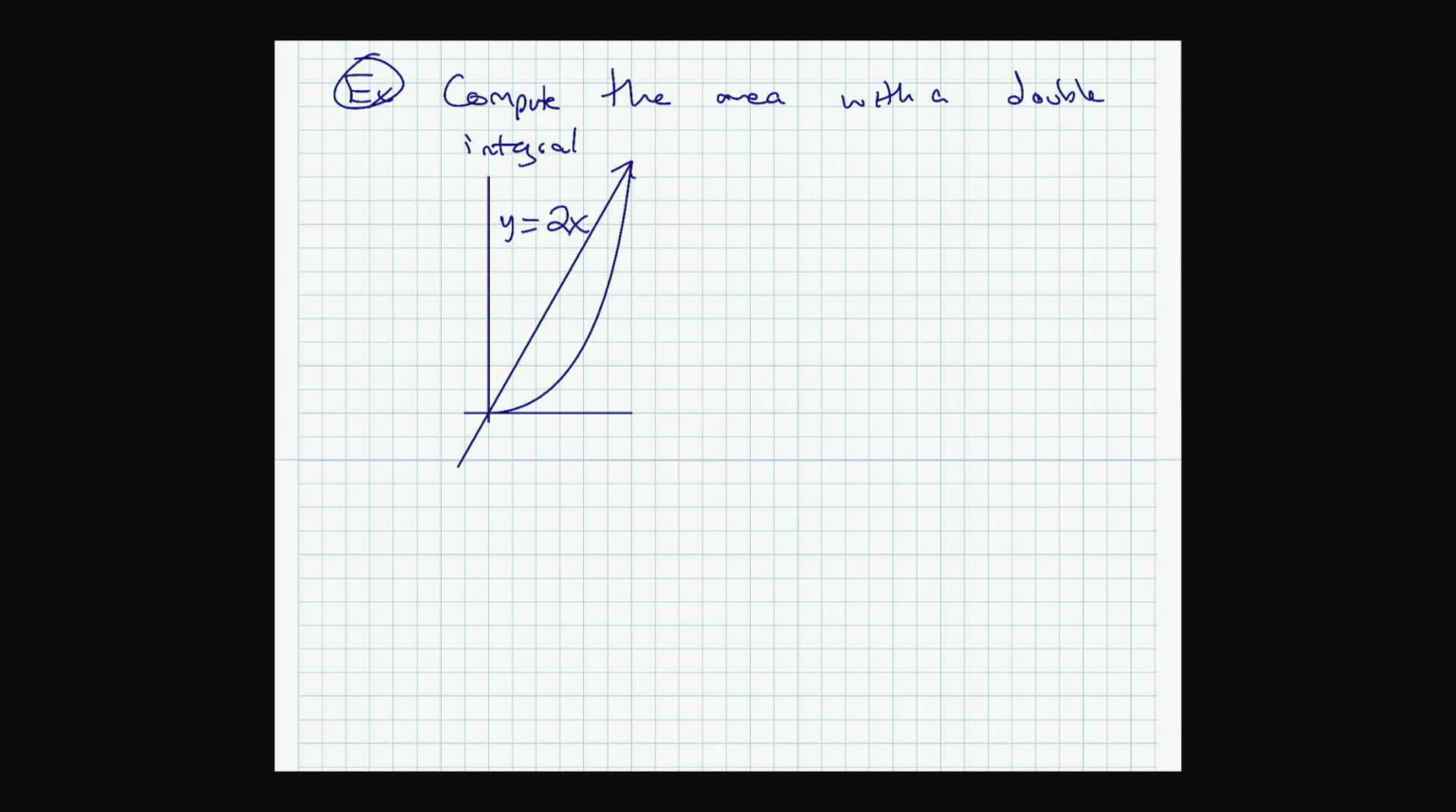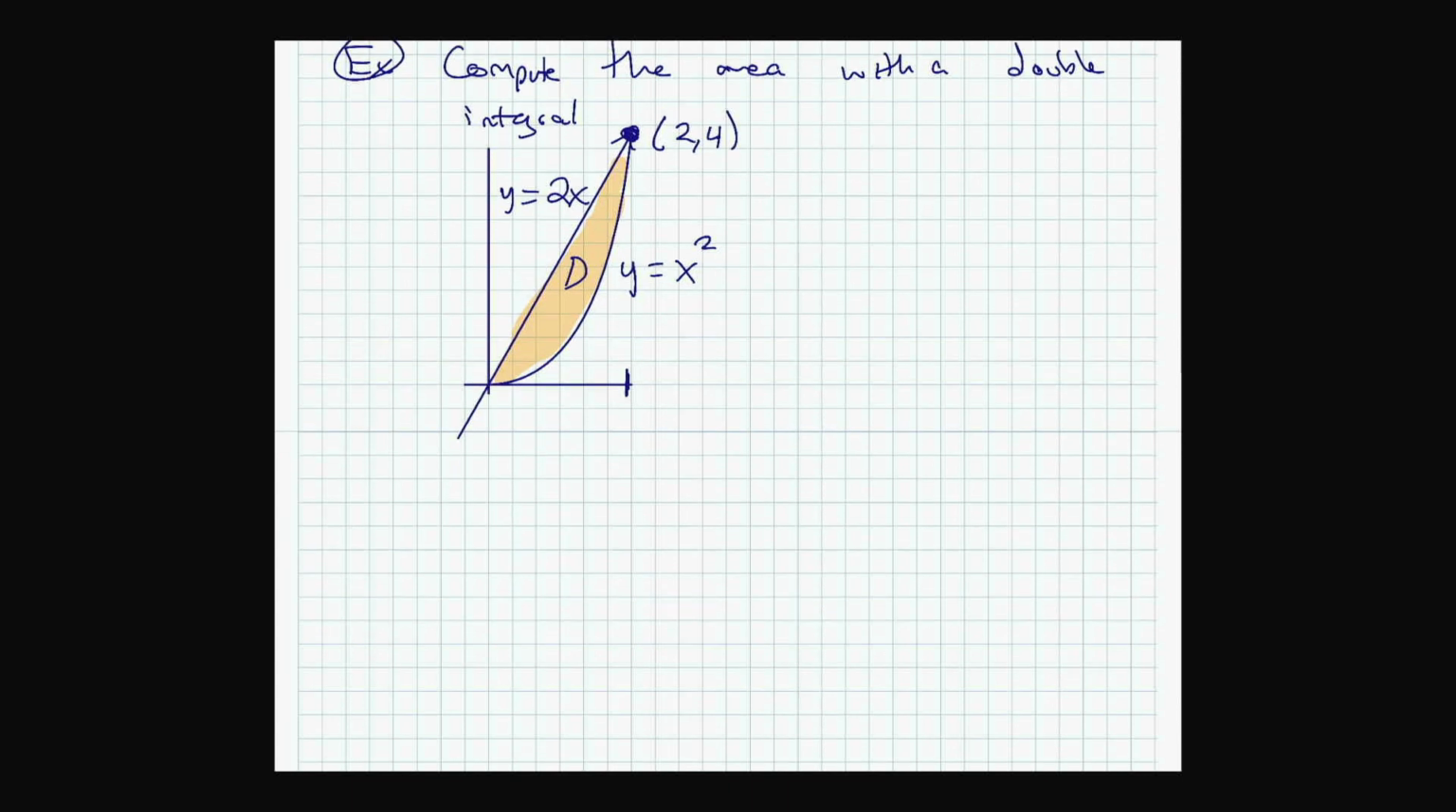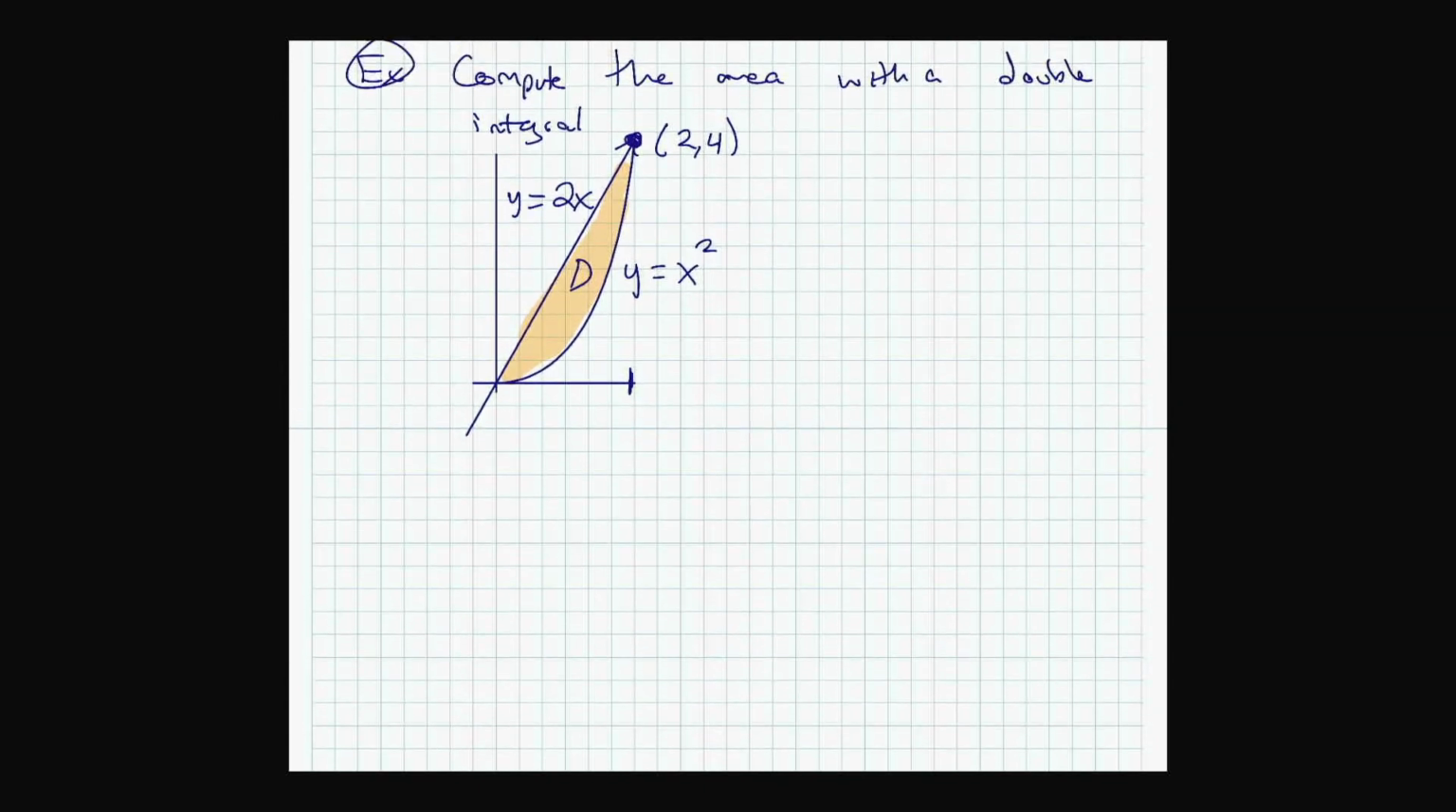So that's y equals 2x, and this is y equals x squared. And we want the area between them. Okay, so how would you do that? And this, by the way, where they intersect is the point (2, 4).